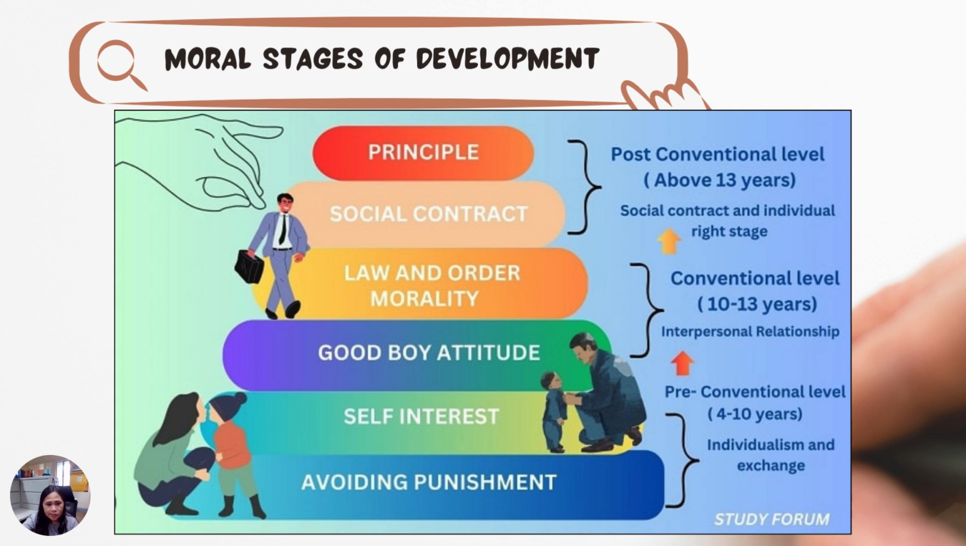While in substage 2, hedonism or rewards, the actions here are guided by self-interest. What's in it for me? In our own language, what will I get from that? Why should I do it? What advantage will I take from it?